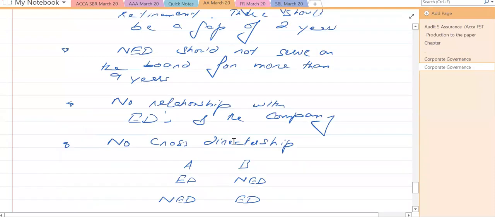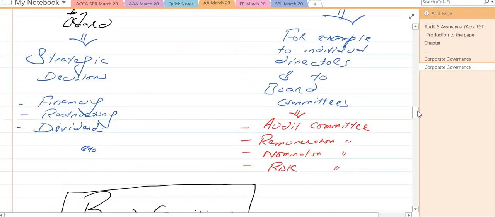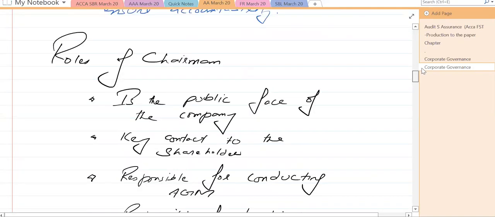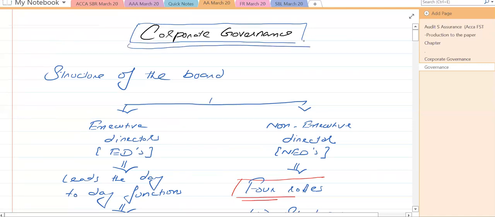So this is the complete corporate governance. In the last lecture, we did the introduction, and now this is the full corporate governance, each and every point that you should know if you want to attempt the paper. And in the paper, you have objective test questions, you have the knowledge-based area, and you have the case study. We'll be doing questions as well.